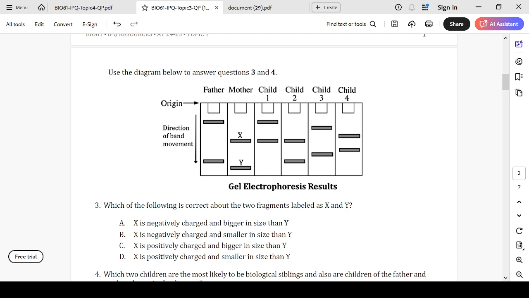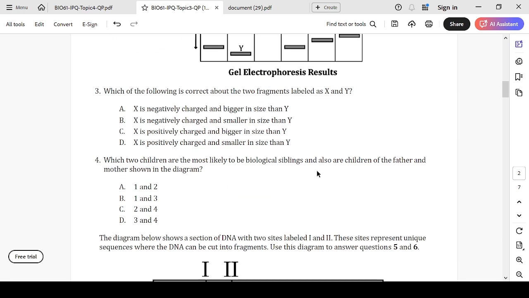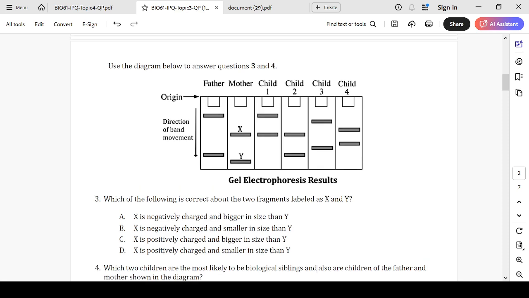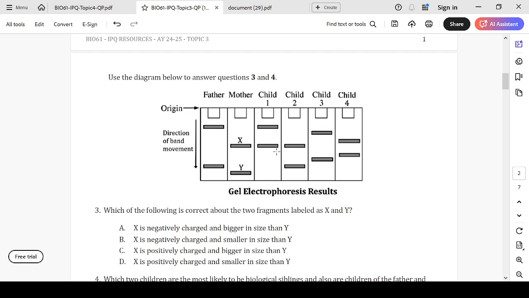Okay. So the question they ask is who is the biological sibling of the father and mother. Look at this, guys. Who is the biological sibling? This band, child one, matches with father. This band matches with mother, the same. So child one is the child of father and mother. The other one, yes, it connects with mother. This one connects with father. So one and two.